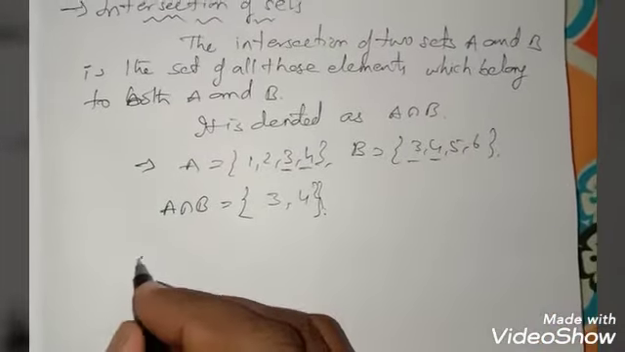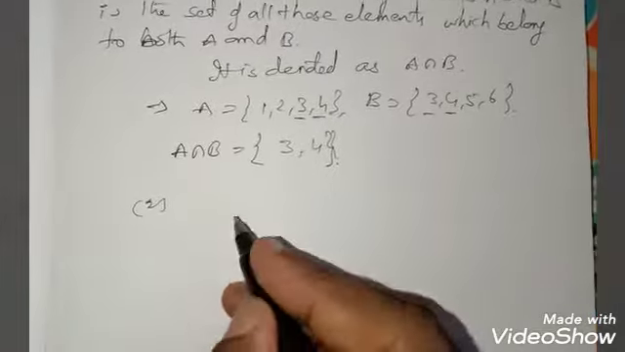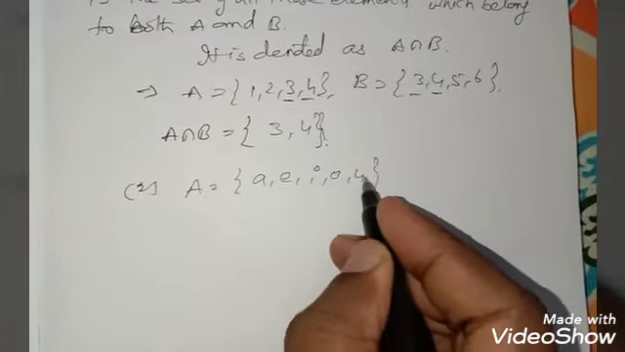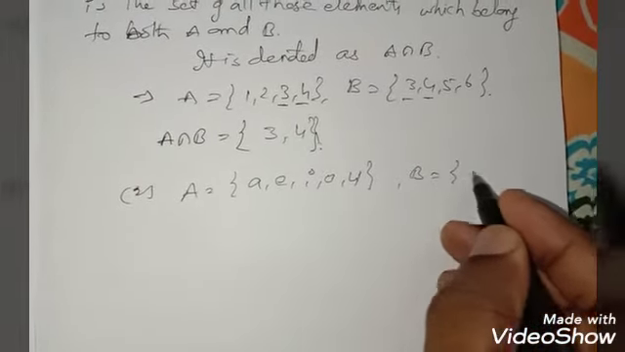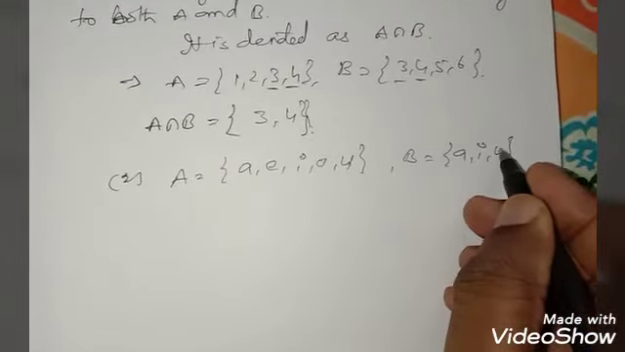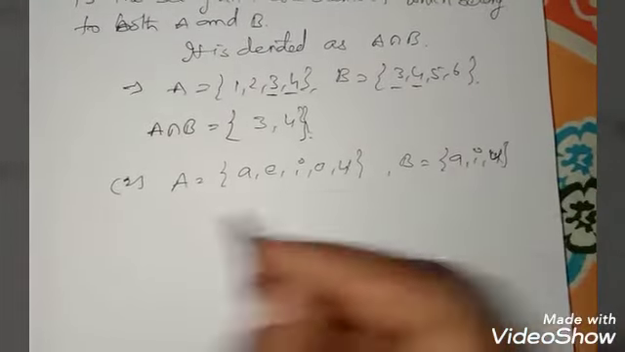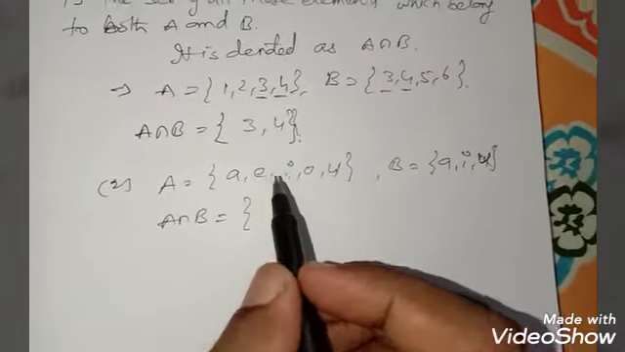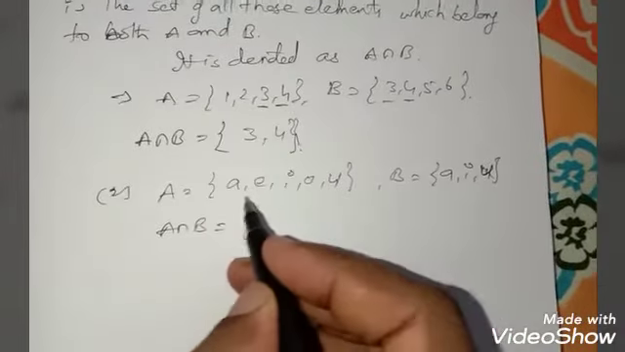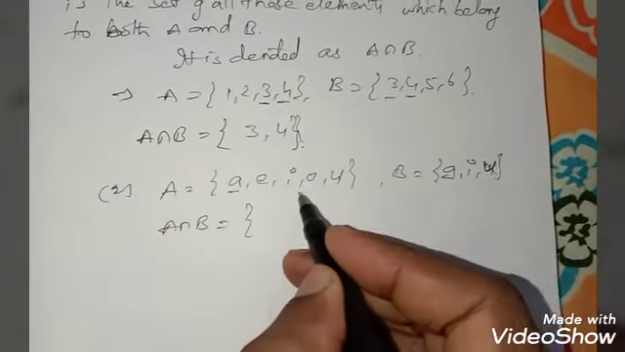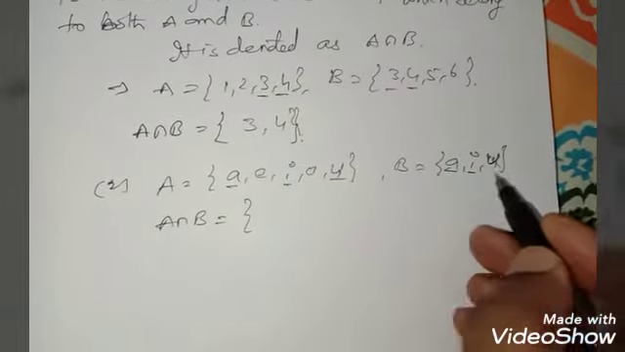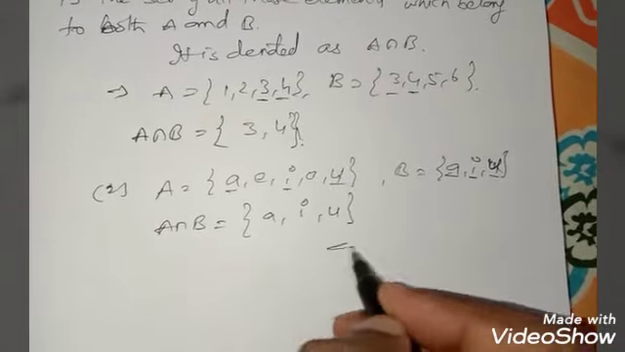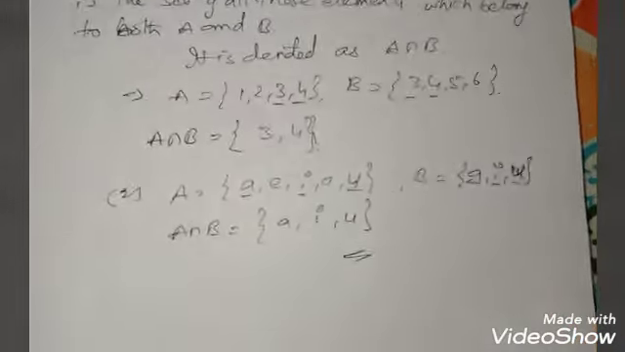Now if I take the second example, A = {a, e, i, o, u} and B = {a, i, u}. Right. Now what is your intersection? As per the definition, A ∩ B is whatever the common elements are there in both the sets. That is, a is common, i is common, u is common, so I can write {a, i, u}. So like this we are finding the intersection.